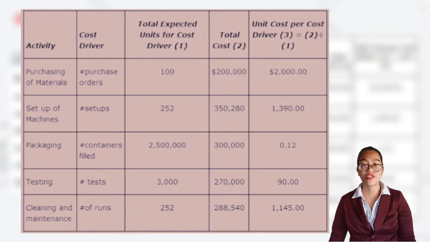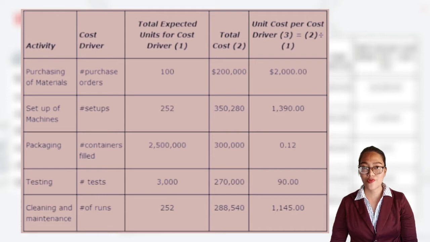In purchasing of materials, its cost driver is the number of purchase orders. In setup of machines, its cost driver is the number of setups. In packaging, it's the number of containers filled. In testing, it's the number of tests. And in cleaning and maintenance, it is the number of runs. So for us to compute the unit cost per cost driver, we just have to divide the total cost by the total expected units per cost driver.